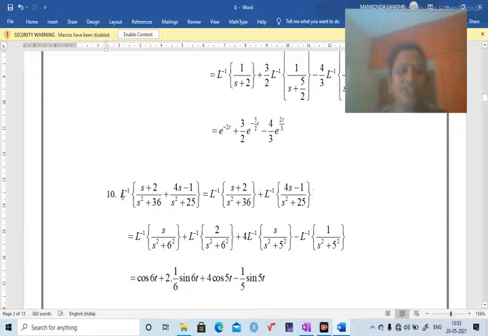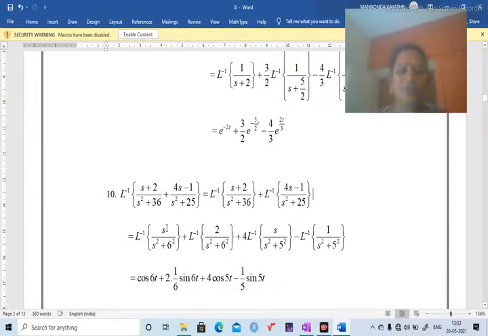Next question, L inverse of (s plus 2) by (s square plus 36) plus (4s minus 1) by (s square plus 25). First of all, I am going to write L inverse for this function and this function separately. Again splitting: L inverse of s by s square plus 6 square, plus 2 into L inverse of 1 by s square plus 6 square, plus 4 into L inverse of s by s square plus 5 square, minus L inverse of 1 by s square plus 5 square.